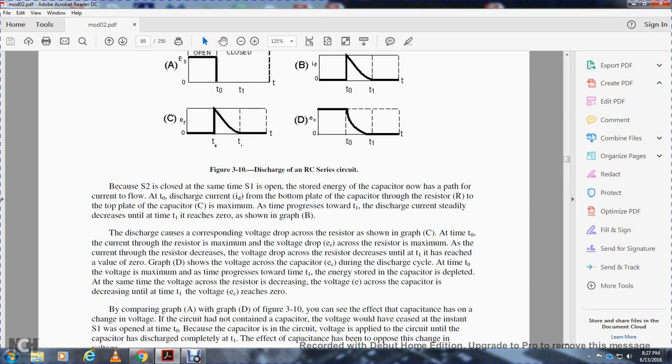At time interval 1, the voltage drop across the resistor decreases, reaching 0. Graph D shows the voltage across the capacitor during the discharge cycle. As time progresses toward time 1, the energy stored by the capacitor is depleted. At the same time the voltage across the resistor is decreasing, the voltage across the capacitor is decreasing until time 1, when the voltage reaches 0.